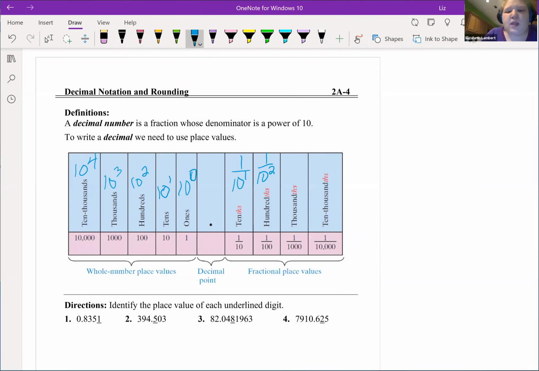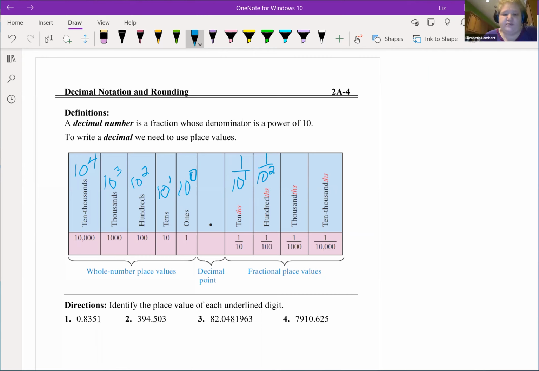So because the whole numbers are counted in powers of 10, the fractions had to be in powers of 10 in the decimal notation. Now we know we can use any denominators we want for fractions, but to get a straightforward decimal conversion, we use base 10 fractions. All right, so first we're going to talk about our place value.